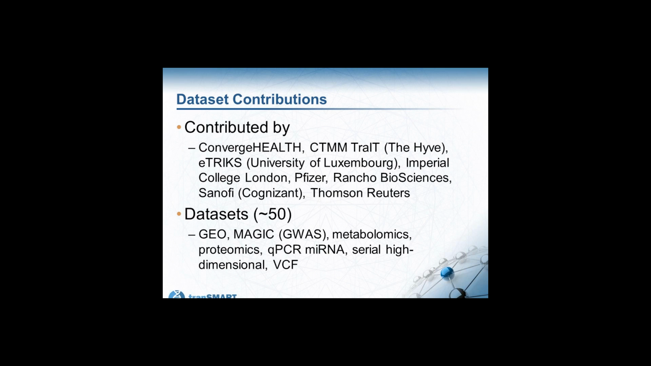And so here's a list of the data sets and the contributors. And we're moving beyond the GEO now. We're very excited to have the MAGIC data come online, some metabolomics and proteomics data from Sanofi and others, and microRNA and high-dimensional serial data and VCF data. This is a very important complement to the data that was largely GEO-focused in the earlier releases. And as I say, there'll be more about this data set curation and appropriate release in the coming weeks and months, and we will be featuring this in our meeting in Ann Arbor mid-October.